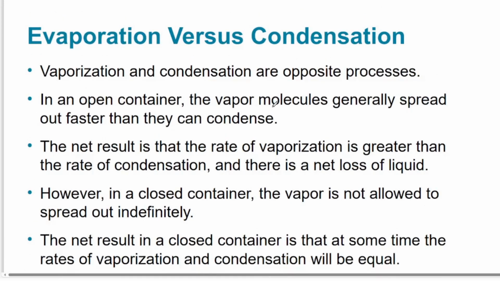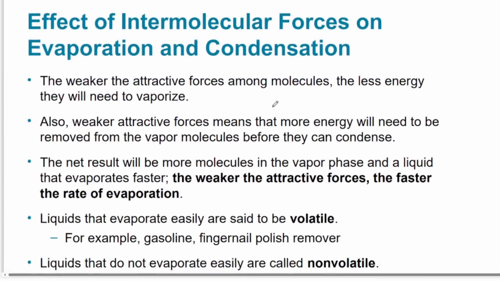In an open container, vapor molecules can generally spread out faster than they condense, because they aren't trapped by the container. The net result of this is that the rate of vaporization is greater than the rate of condensation, and we have a net loss of liquid. But in a closed container, the vapor can't continue to spread out indefinitely, and the result is that in a closed container, the rates of vaporization and condensation equalize over time.